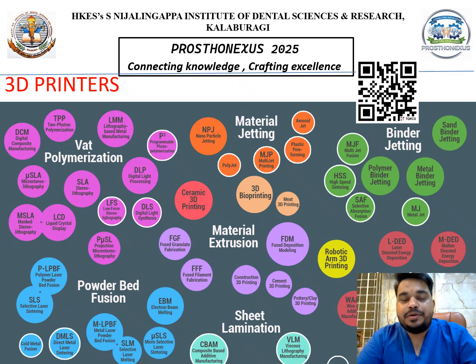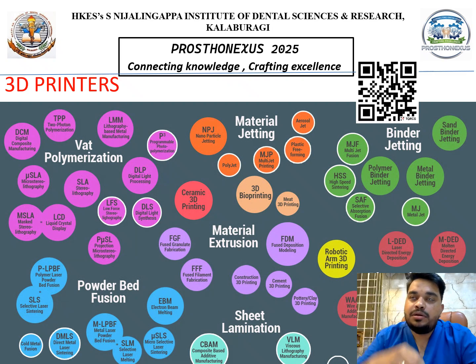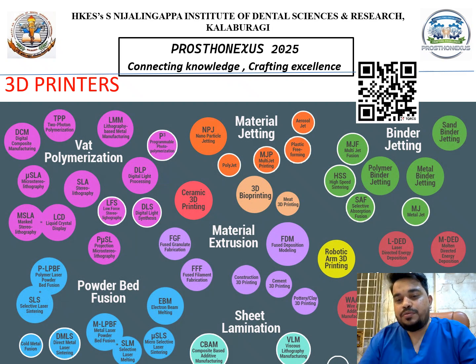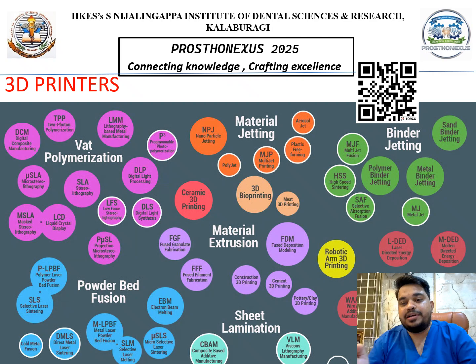Usually the printers are additive. Whatever the raw material is, we add it, either we polymerize it later or we add the polymerized material. So for printers, we have vat polymerization, powder bed fusion, material jetting, material extrusion, sheet lamination and binder jetting. These are the few types of printers that we have. But basically we can divide the printers into medical grade printers and industrial grade printers.